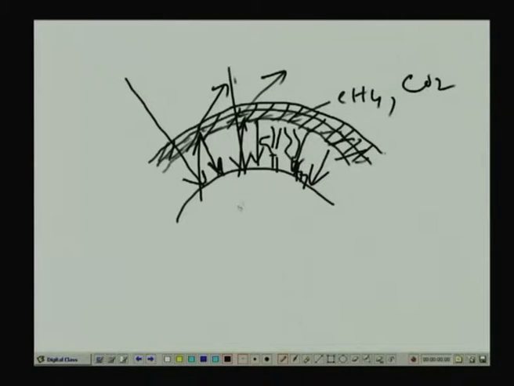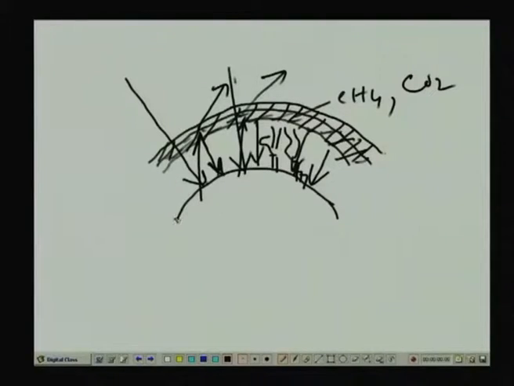So as a result, what is happening is that the heat that is being produced remains within the atmospheric system. So it is essentially changing the temperature on the surface of the earth. See, why is it important?